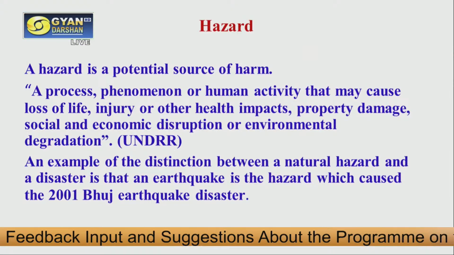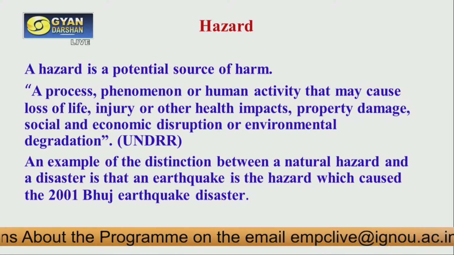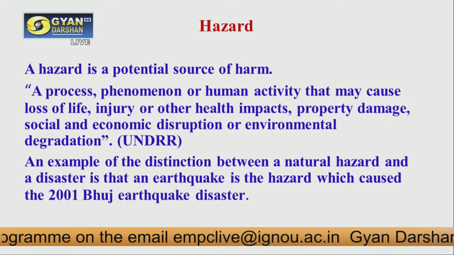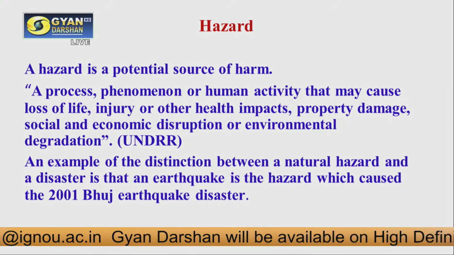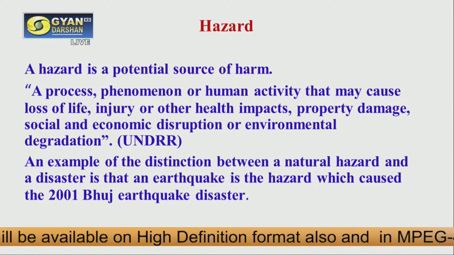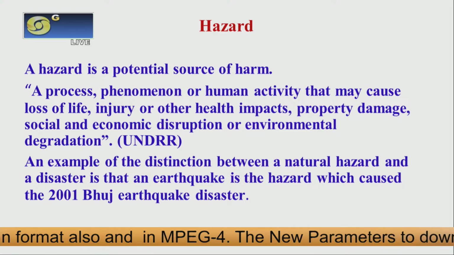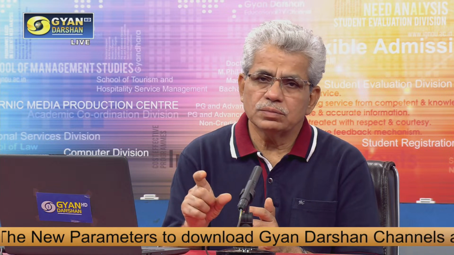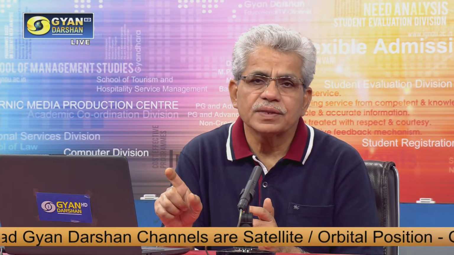But the exact definition as given by UNDRR says that a hazard is a process, phenomena or human activity that may cause loss of life, injury or health impacts, property damage, social and economic disruption or environmental degradation. So these things are covered under this definition. You saw the word disaster, and you just listened about the hazard.